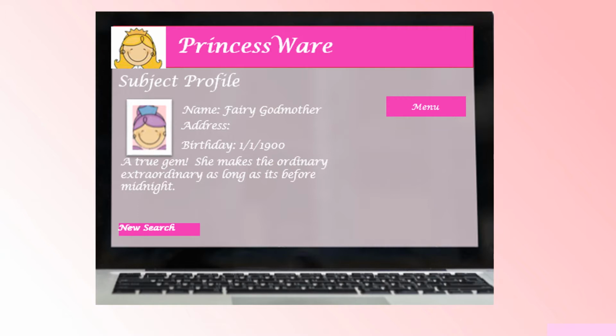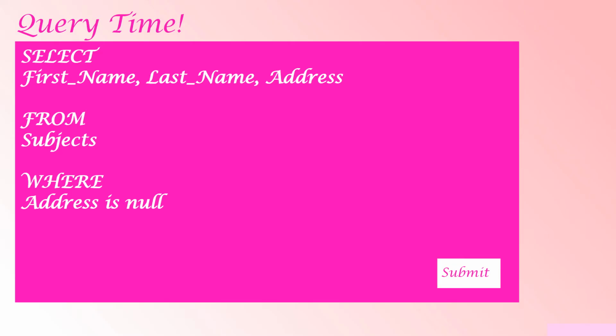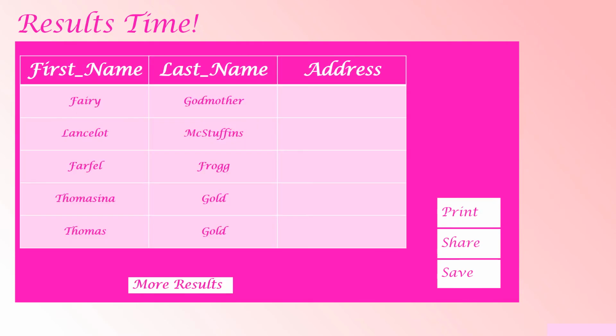So if Cinderella wanted to identify subjects who were missing data in a certain column, she could use the Is Null operator. The query would look something like this. Select first name, last name, address from subjects where address is null. Our result set would look something like this.